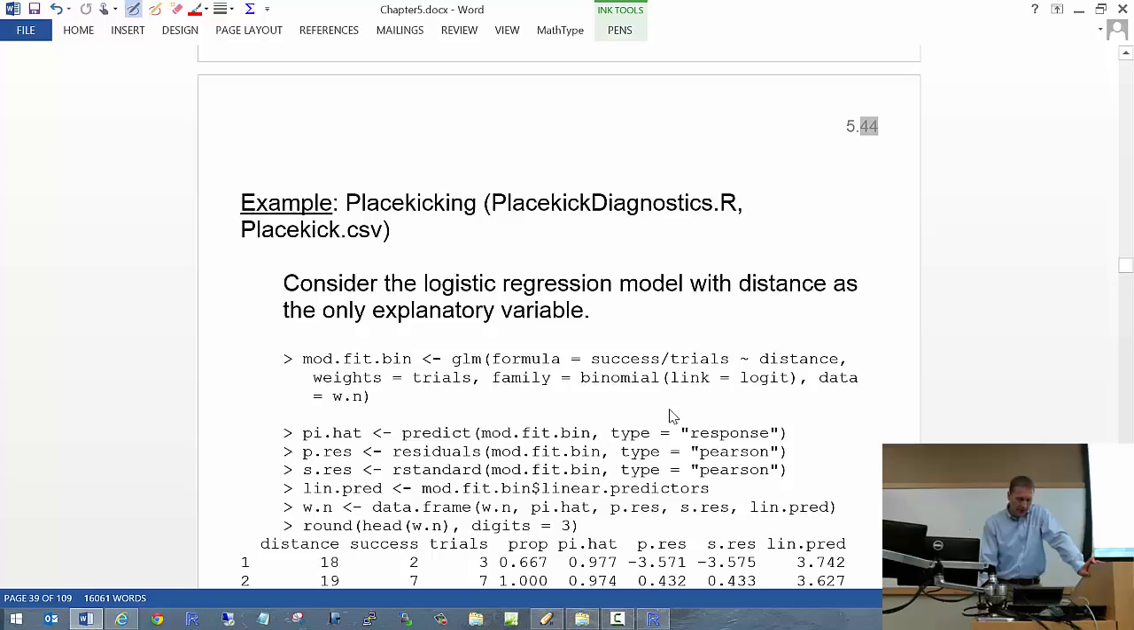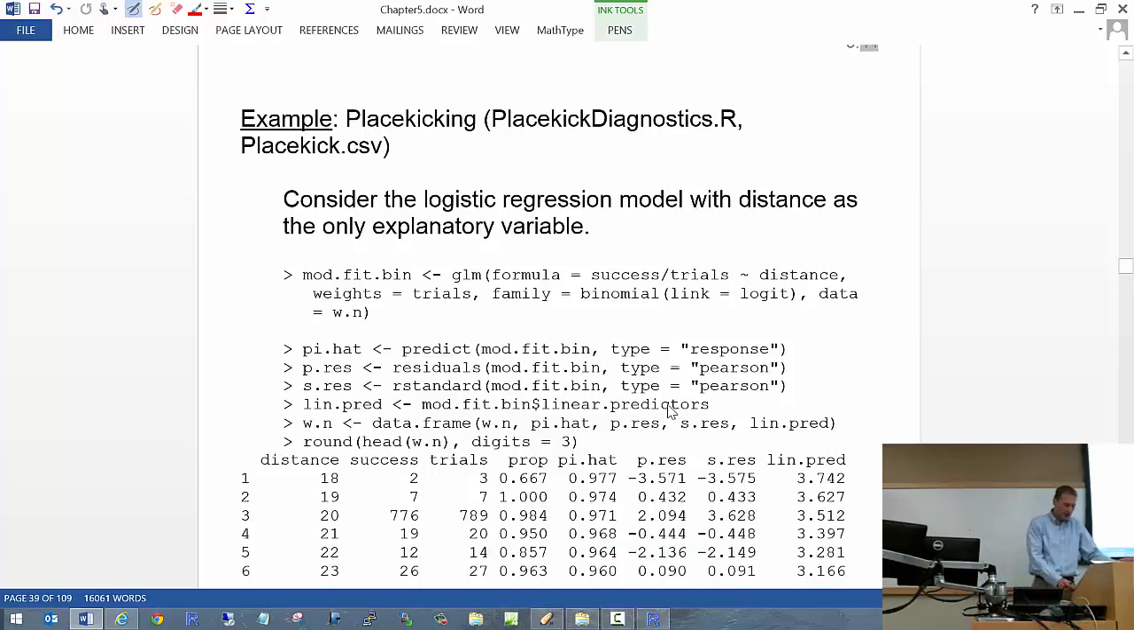Let's take a look at an actual example with the Placekicking data set. This is page 544. Let's say that my data is in explanatory variable pattern form. That's what W.N represents, my data. I estimate the model with the number of successes as my Y, essentially, my trials as my N, and my X is distance. Of course, I weight by the number of trials.